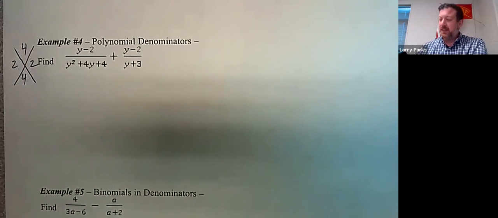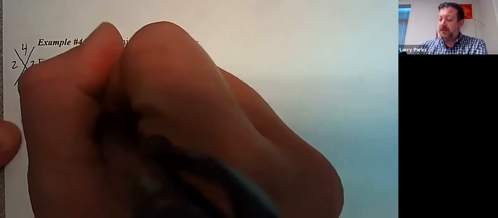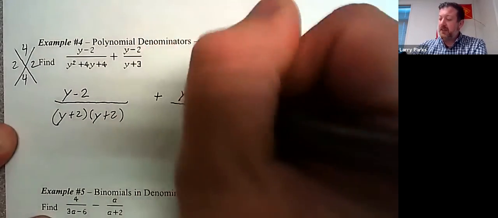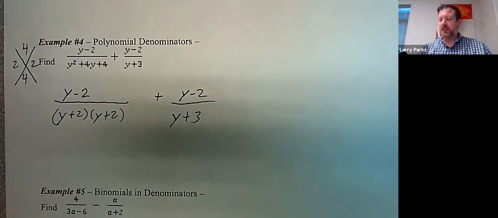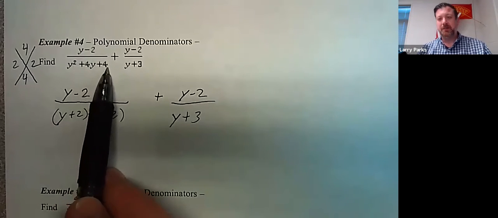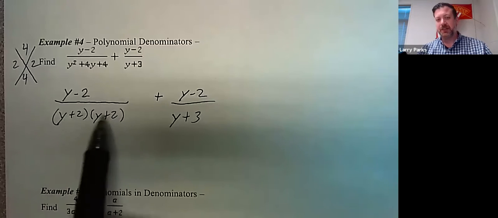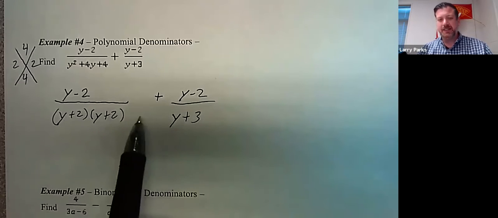So I found that this factors into y plus 2, y plus 2, and I'm adding on a y minus 2 over a y plus 3. So all I've done so far is I took this quadratic trinomial and I broke it up into the linear factors. Usually they have stuff in common. This one does not. So there is nothing in common in the denominators.